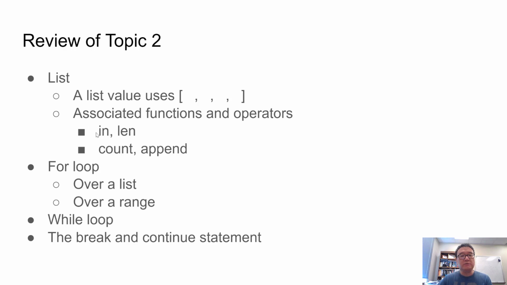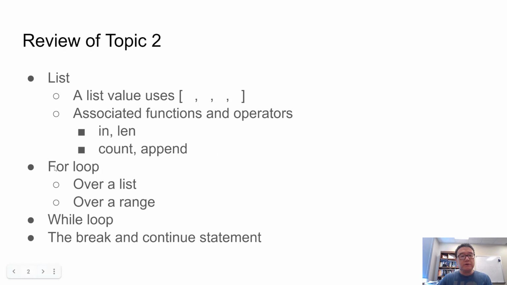We can check whether an element is in the list. We can compute the length of the list, which is the number of items in the list. And then we can use the count function to compute how many times a particular value appears in the list. And we can use the append function to add something toward the end of the list.